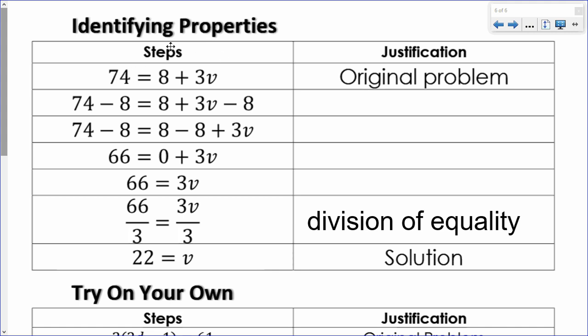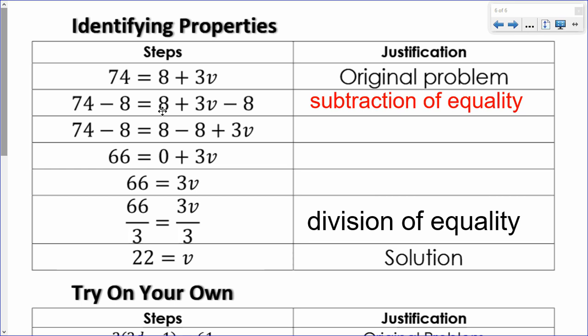So here, we start off with 74 equals 8 plus 3b. That was the original problem. Okay? Then the next step, the only difference between the first one and the second line is this minus 8 on both sides. So when we subtract 8 from both sides, that's a subtraction property of equality. We took it away from one side. This side was our main focus because we're trying to get b by itself. We also had to do it to the other side.